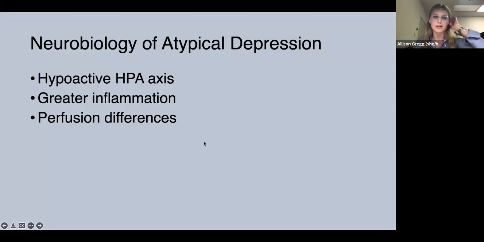So then going on to look at the neurobiology of atypical depression, we see corresponding changes in HPA axis activity, so hypoactive HPA axis activity in that way. Also implicated is inflammation. So those with atypical depression were found to generally have greater levels of inflammation as compared to those without atypical depression and healthy controls as well. And then also different pro-inflammatory cytokine patterns as well. Another study compared brain perfusion by using PET scans, and found that patients with atypical depression compared to those melancholic or control subjects had increased frontal, temporal, and parietal perfusion differences as well, which is interesting to note.